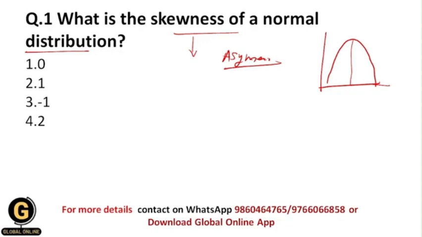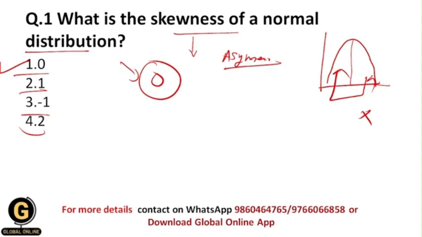Asymmetry means both of these sides are not equal, and that's why the skewness of a normal distribution would obviously be 0, because there is no asymmetry. That's why your correct answer should be 0. Okay, 0.